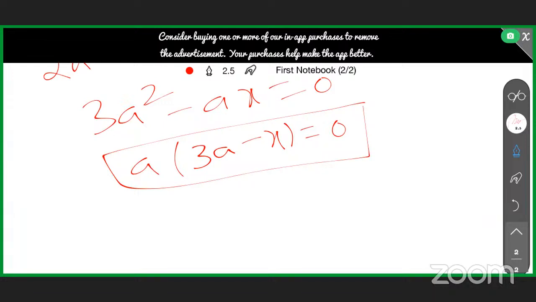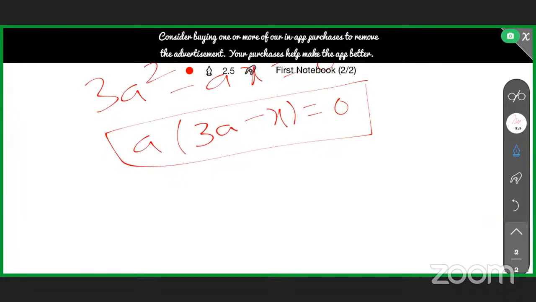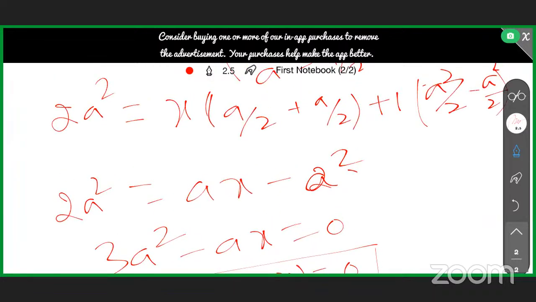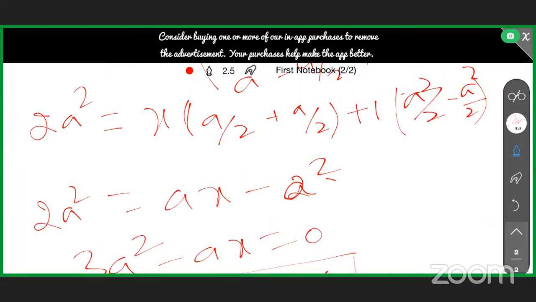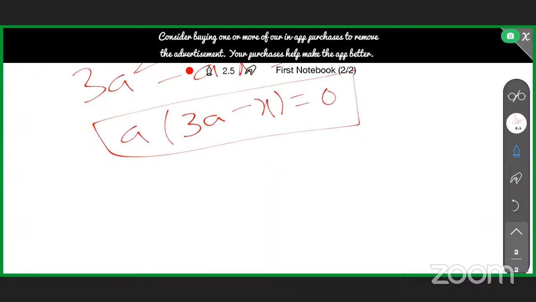Dear student, sir, can you show me the equation? The equation is a into 3a minus x is equal to 0. Sir, can you scroll down? So see, this is a question they asked in the EAMCET exam 2016.